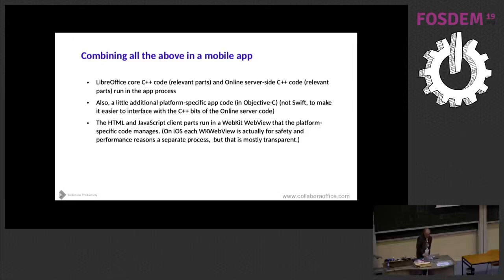Now, if you want to combine this into a mobile app that runs standalone on the mobile device, you need all the relevant parts of the C++ code of the server, and you need some platform-specific code that uses the mobile platform's own APIs to do whatever is needed, and then you need JavaScript bits. The platform-specific code is actually not that much, maybe some 1,000 lines or so, or even less.